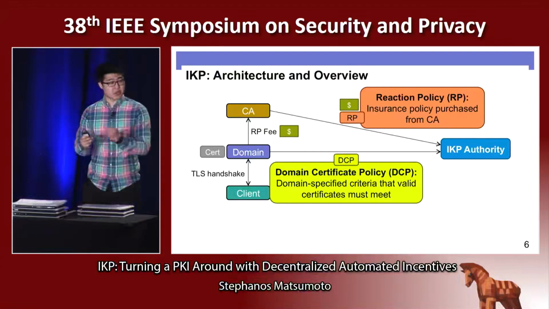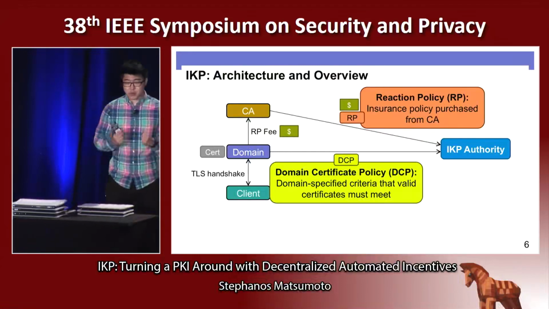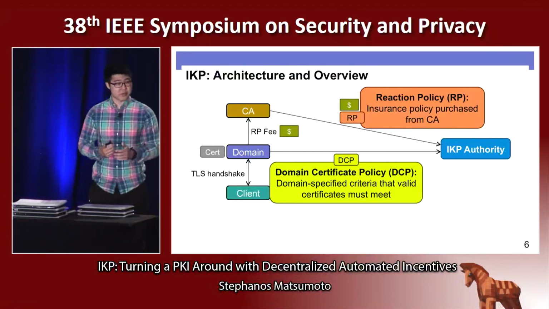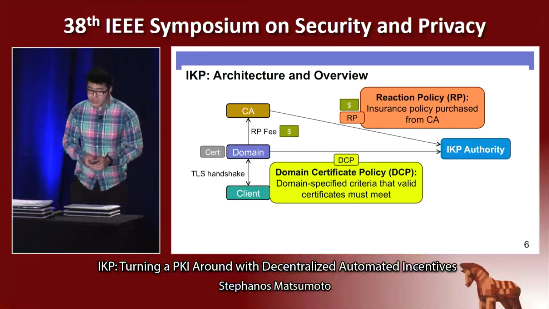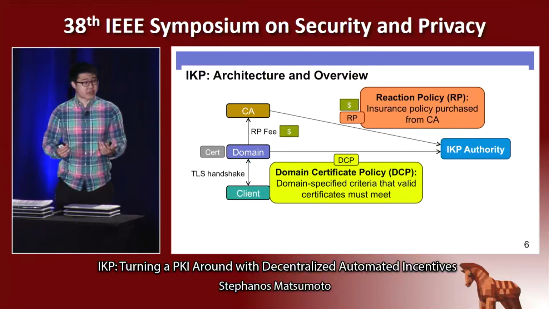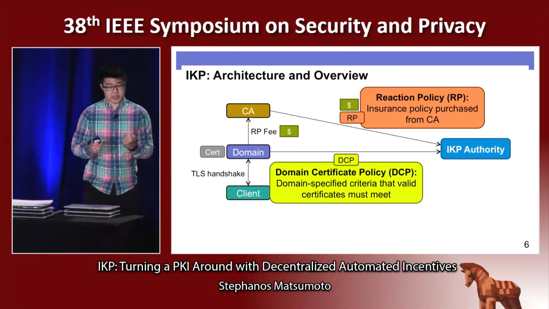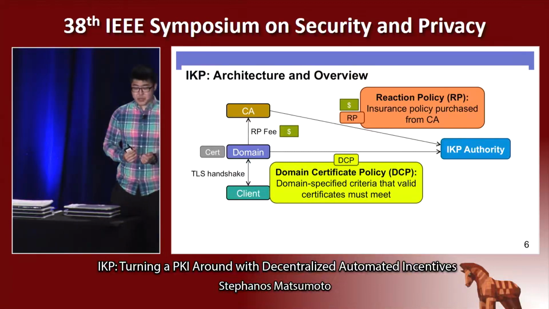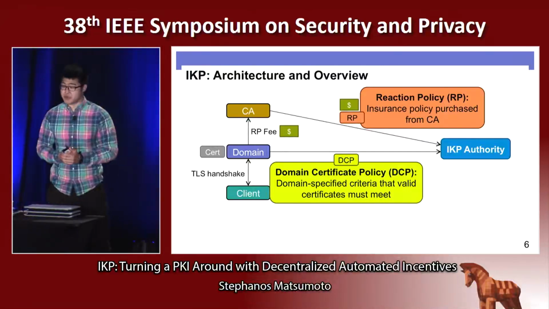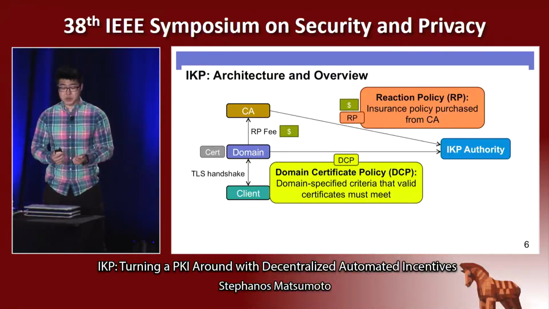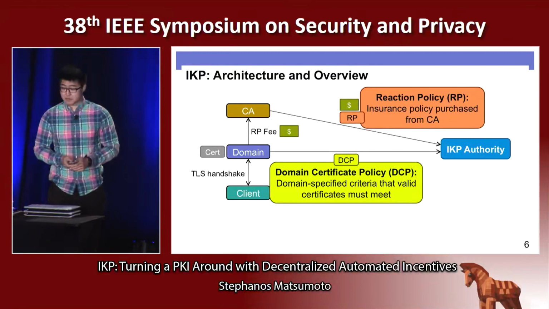CAs can register at the IKP authority to offer what we call reaction policies, and this is a form of insurance against unauthorized certificate issuance. This is a paid service, so the domain is going to pay a fee to the CA, and in order to make sure that the IKP authority has enough money to pay out in case of misissued certificates, the CA is going to escrow some money at the IKP authority.